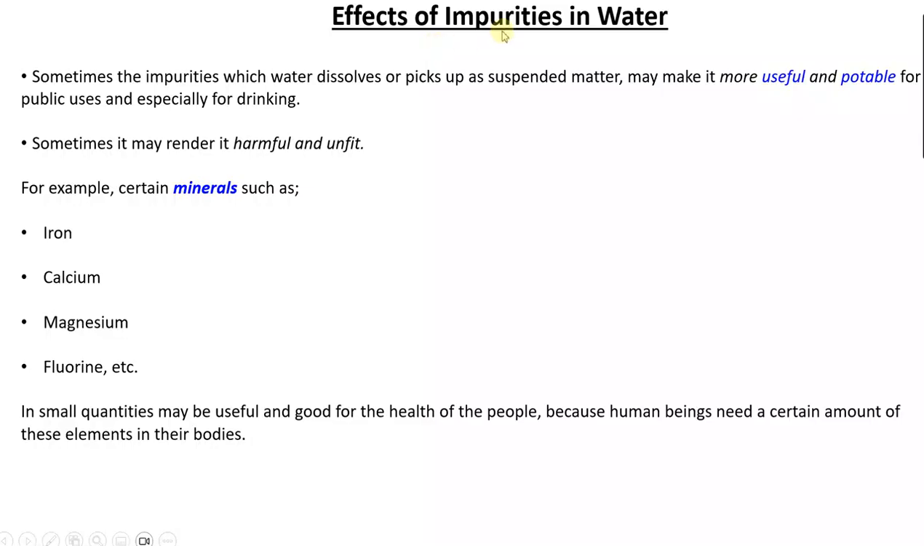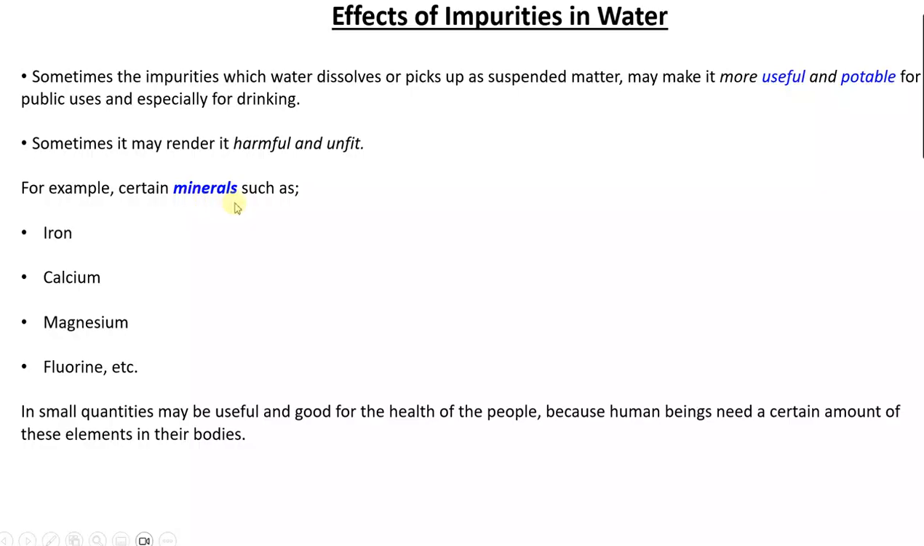Here we have the effects of impurities in water. That means if water contains impurities, then what could be the effects due to impurities? Sometimes the impurities which water dissolves or picks up as suspended matter may make it more useful and potable for public uses, and especially for drinking. And sometimes it may render it harmful and unfit.